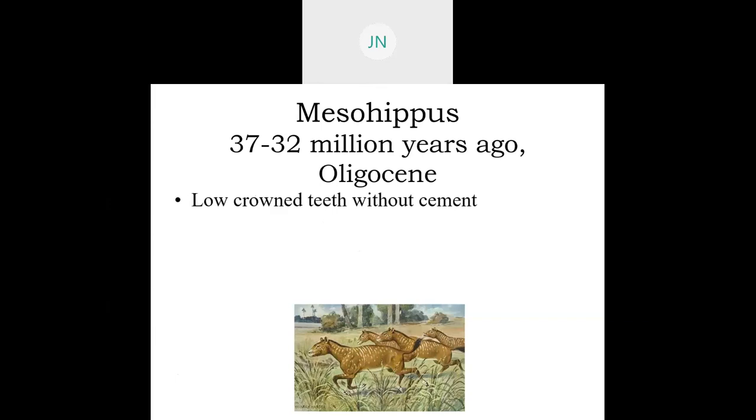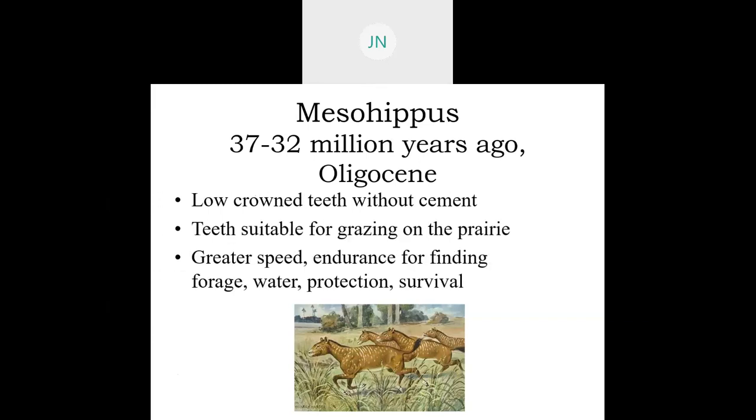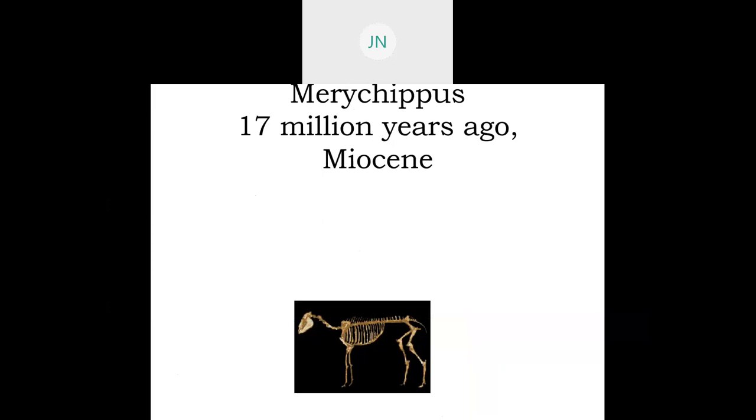The next form we came to was Mesohippus, which was 37 to 32 million years ago in the Oligocene, and it had low crown teeth without cement because it could graze on the prairie. And it also needed to have greater speed, endurance for finding forage, water, protection, and survival because those grasslands opened up. Then we come into Mesohippus.